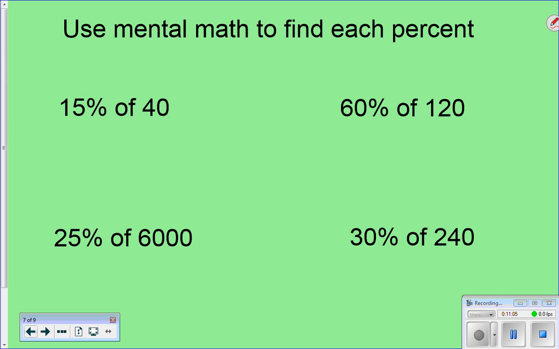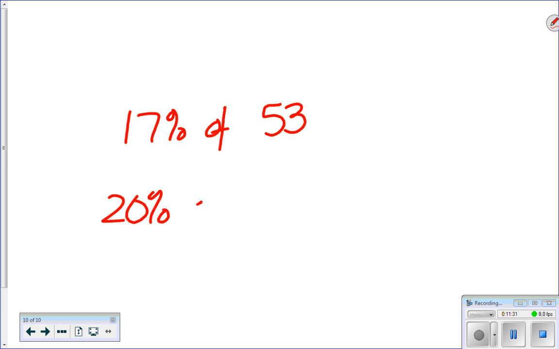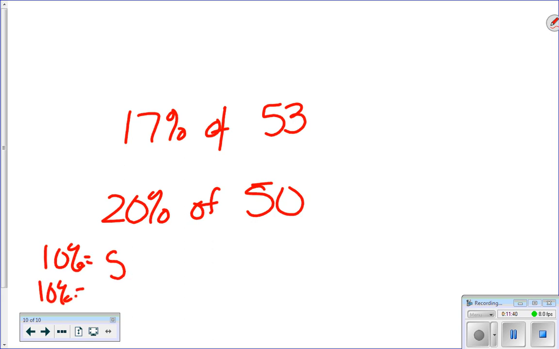Let's do something like this. An odd one. Okay, I'll make one up. Let's do 17% of 53. Sure, round them both. And you know what? What Larissa has and what Dylan have might be two different things because everybody rounds a little different. So I would round this to 20% of 50. Then I'd say, okay, 10% is 5. So another 10% would be 5. 10 plus 10 is 20, so this should be 10.